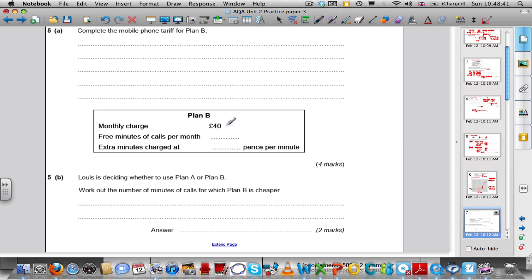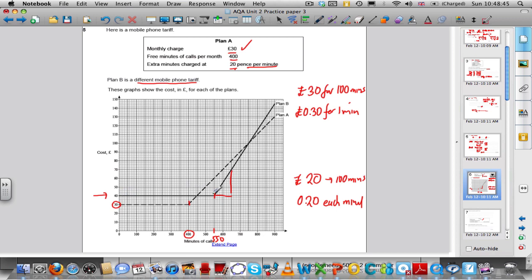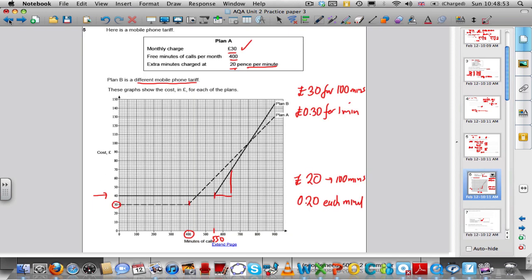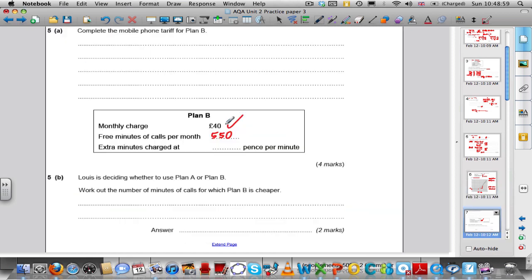The monthly charge was £40. The free minutes, well, we said it's free between 0 and 550 minutes, so you get 550 minutes for free. The extra minute charge, well, 100 minutes charges us an extra £30, so that's 30p a minute. So it's 30 pence per minute. I have shown my workings over here. In the exam, show your workings here directly with the question.